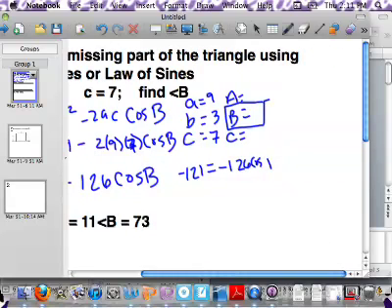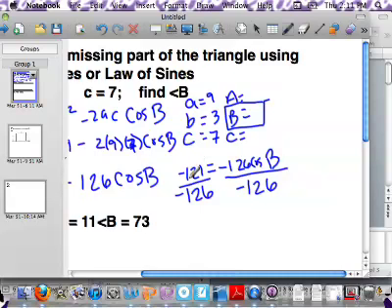Is this when you do the second cosine? This is because we're solving for an angle. So whenever you solve for angle, you always do the second. Okay. Yep. So because the negative 126 is attached to cosine B, it's multiplying to undo multiplication. I'm going to divide. Don't lose your negative sign.